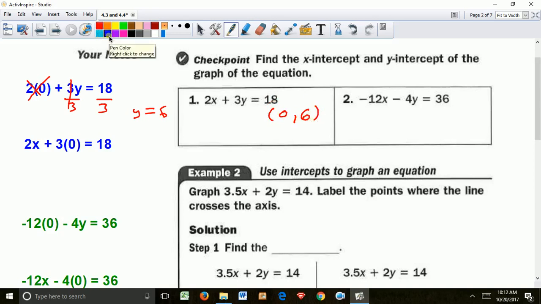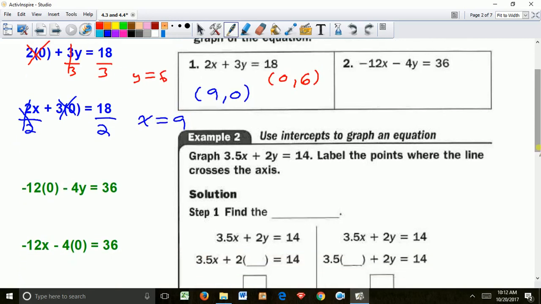To solve for the x-intercept, plug 0 in for y, solve for x, divide both sides by 2. And if you take 18 divided by 2, the value of x is equal to 9. So your x-intercept is the point (9, 0). Moving on to number 2, to solve for the y-intercept, set x equal to 0, solve for y. Now you have negative 4y is equal to 36. Divide both sides by negative 4. 36 divided by negative 4 is negative 9, so your y-intercept is (0, negative 9).